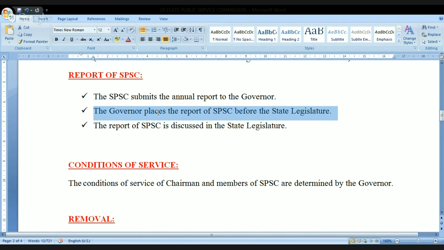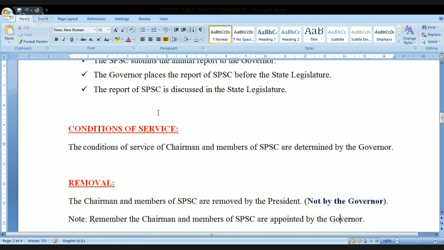Look at this, conditions of the service. The conditions of the service of the chairman and members of the State Public Service Commission are determined by the governor from time to time. Now, these conditions, whatever the governor is deciding, should not be varied to their disadvantage during the term of their office.